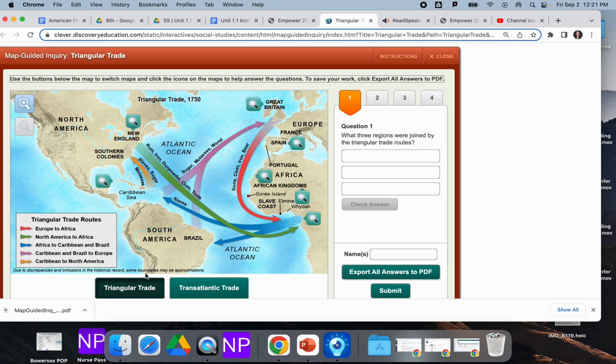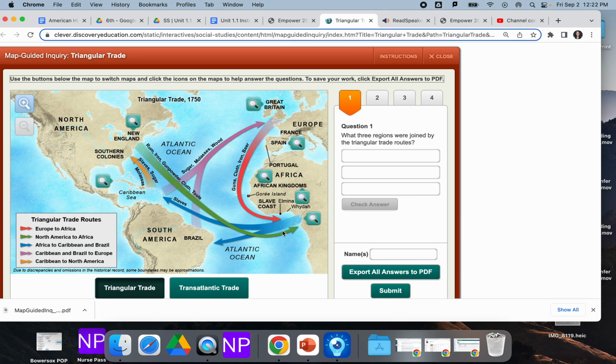In order to use this, my returning students are familiar already, but you always want to look at the map key, triangular trade routes. So you can see the trip from Europe to Africa is in red, and it tells you on the side what was brought. From Europe to Africa, they took guns, cloth, iron, and beer. North America to Africa, you can see it went that way, and they took rum, iron, gunpowder, cloth, and tools.